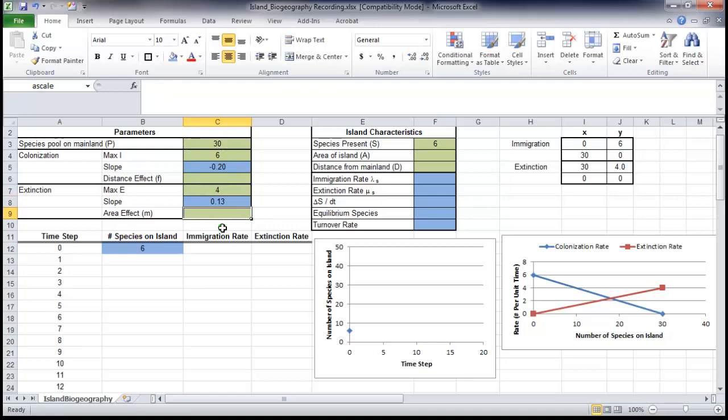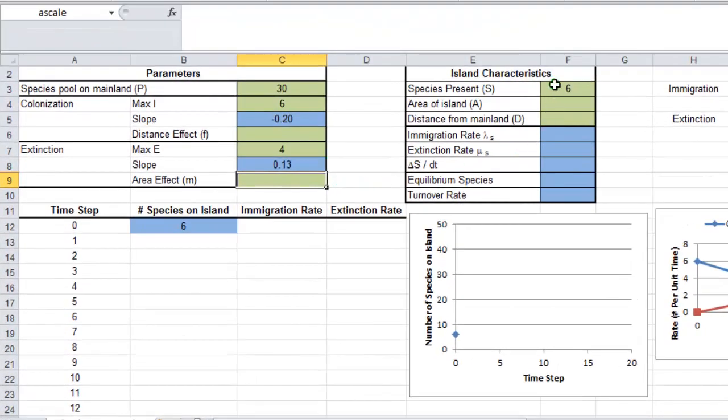Now at this point, we're ready to focus on our island. Here's our island. It has an area, it has a distance. Again, we're going to ignore those factors for now. But right now we know that it has 6 species present, and we want to know what is its equilibrium number of species. So this is what we're aiming for. We're aiming to get some equations in cell F9 and then calculate the turnover rate in the next video.